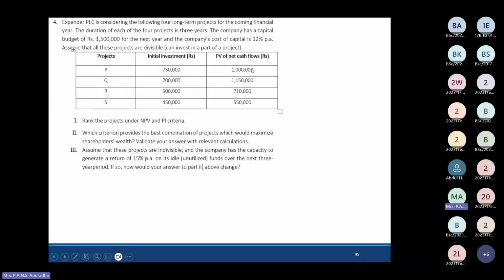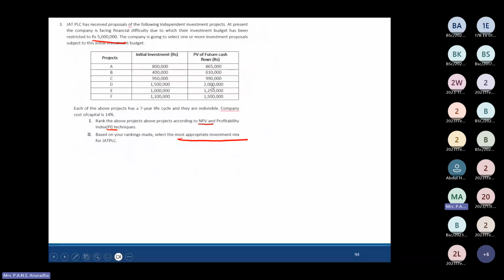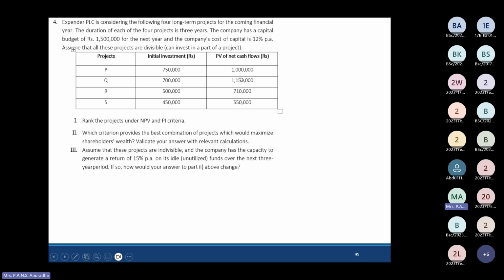If you know the present value of the cash inflows and the cost, you can calculate the NPV. Here also the present value of the cash flow is given, so you can calculate NPV. That is the difference between these two. Same. So now here NPV is given.